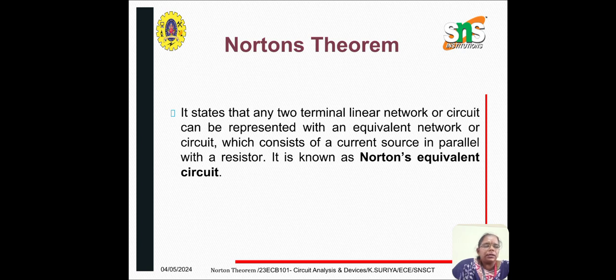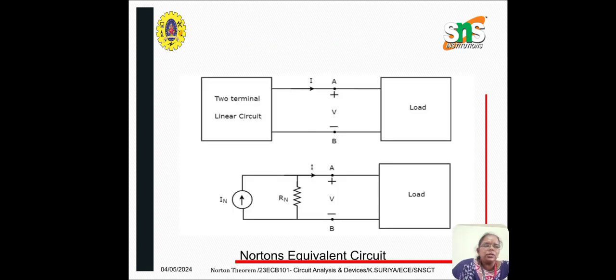So in the Thevenin circuit, we will be drawing a voltage source in series with a resistor, whereas in Norton's equivalent circuit, we will be finding out a current source which is in parallel with a resistor. So this is the Norton's equivalent circuit. Here a two-terminal linear circuit is replaced with a current source mentioned as IN drawn in parallel with a resistor RN, and you will be connecting the load across the RN.